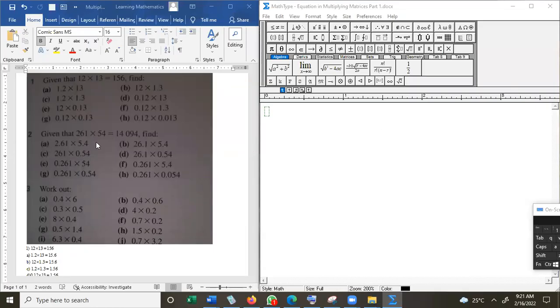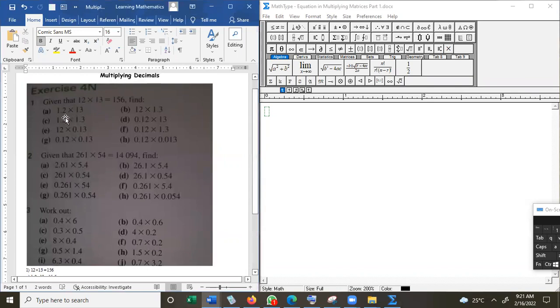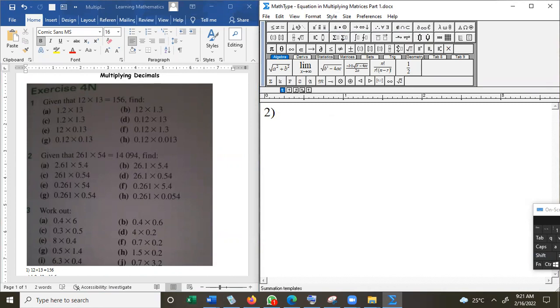Let's take a look at number 2, multiplying decimals. All right. Exercise 4N, number 2. So number 2 says, so start to write. Please write this down as I'm writing. Get your pencils, your pen, and your notebook, your exercise book. Start to write.